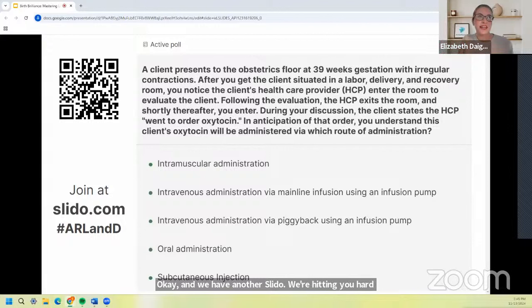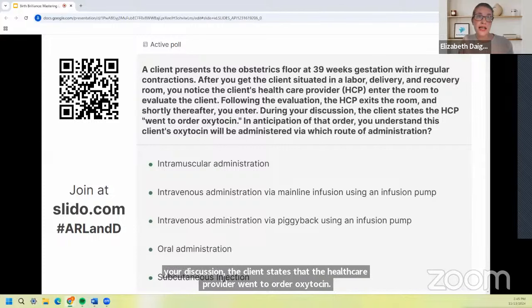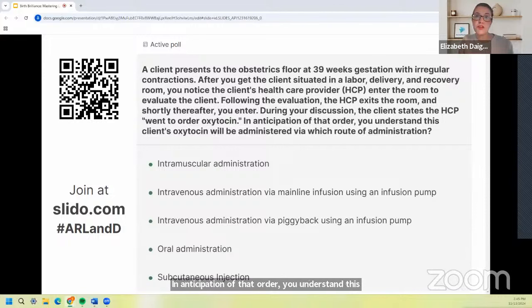So this one says, a client presents to the obstetrics floor at 39 weeks gestation with irregular contractions. After you get the client situated in the labor and delivery room, you notice that the client's healthcare provider enters the room to evaluate the client. Following the evaluation, the healthcare provider exits the room, and shortly thereafter, you enter. During your discussion, the client states that the healthcare provider went to order oxytocin. In anticipation of that order, you understand this client's oxytocin will be administered via which route of administration?